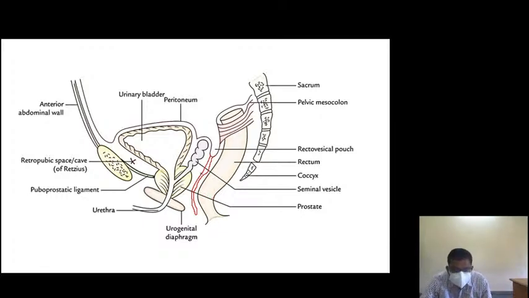Generally, the level of this prostate gland from the anal canal is approximately 4 centimeters, so approximately 4 centimeters deeper to the anal canal. Okay, this is all about the prostate lobes.